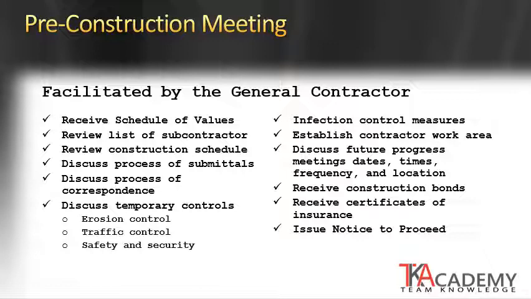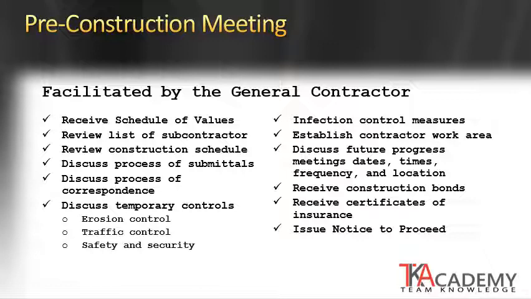Here's a list of several of these items that are covered. At the pre-construction meeting, the owner and architect should receive the schedule of values from the contractor. They should have a list of subcontractors that can be reviewed and approved. The construction schedule is established and reviewed. You can discuss the process of submitting submittals and RFIs from the contractor to the architect.